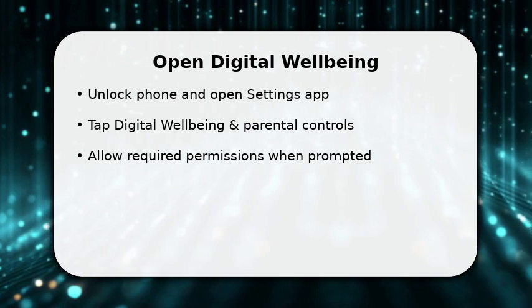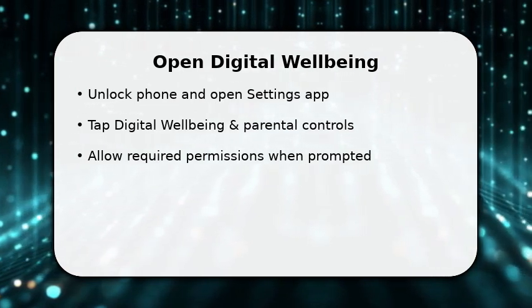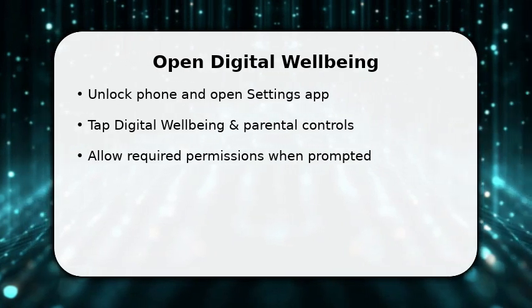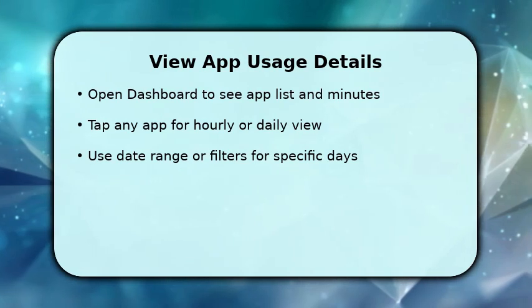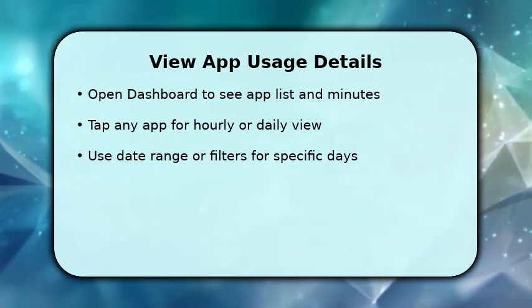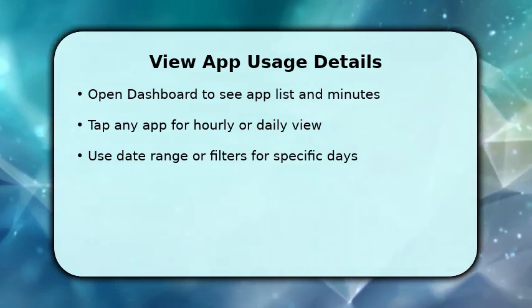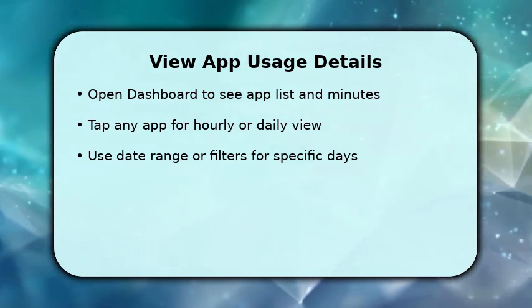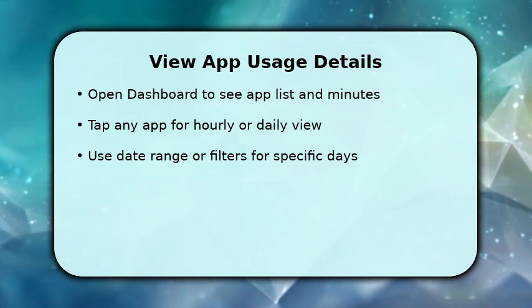This gets us to the dashboard where app usage lives. Pause briefly to let the phone compile recent stats before moving on. Now you tap Dashboard to reveal the ranked list of apps with minutes and sessions. You can tap an app to expand hourly charts and see why usage spikes, notifications, background activity, or foreground time.